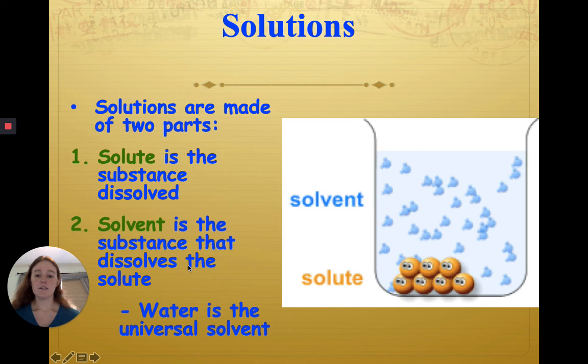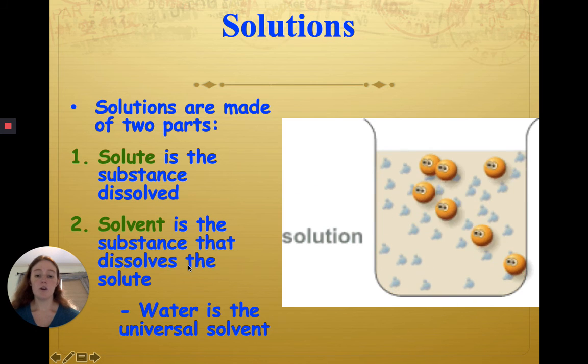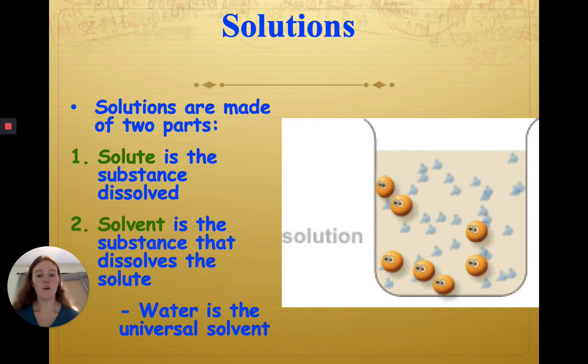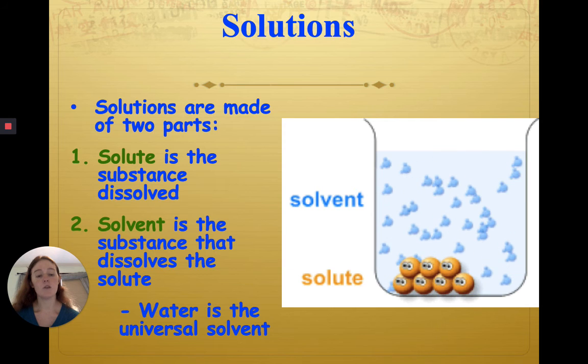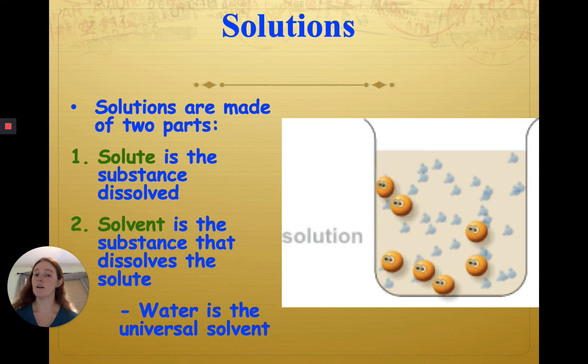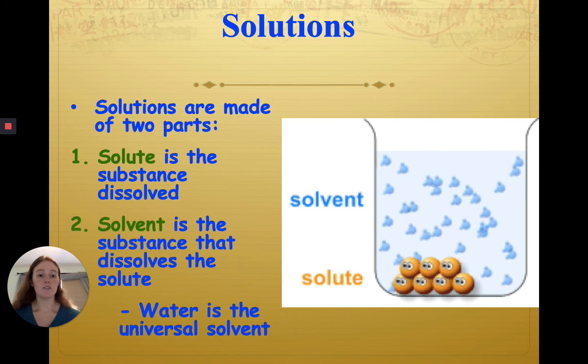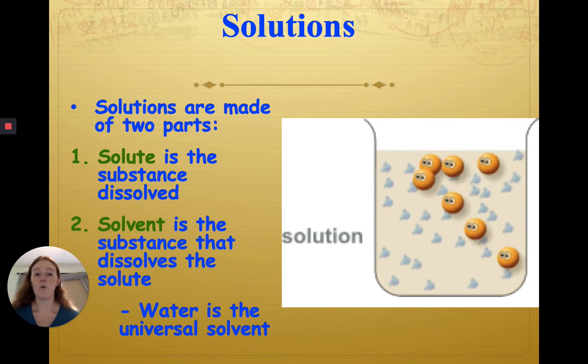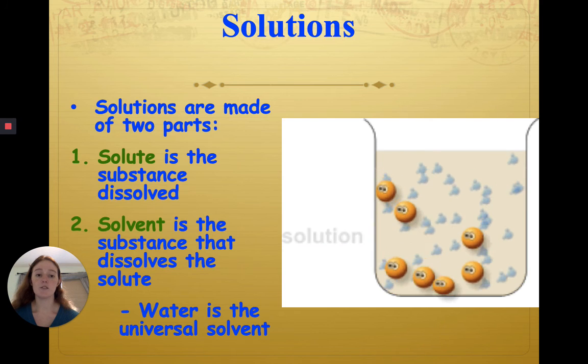The solvent is the substance that is going to dissolve the solute, and they say that water is the universal solvent because almost everything can be dissolved in water. Now, you're probably automatically going towards the fat section here and thinking about oils and butter. Those things cannot be dissolved in water.